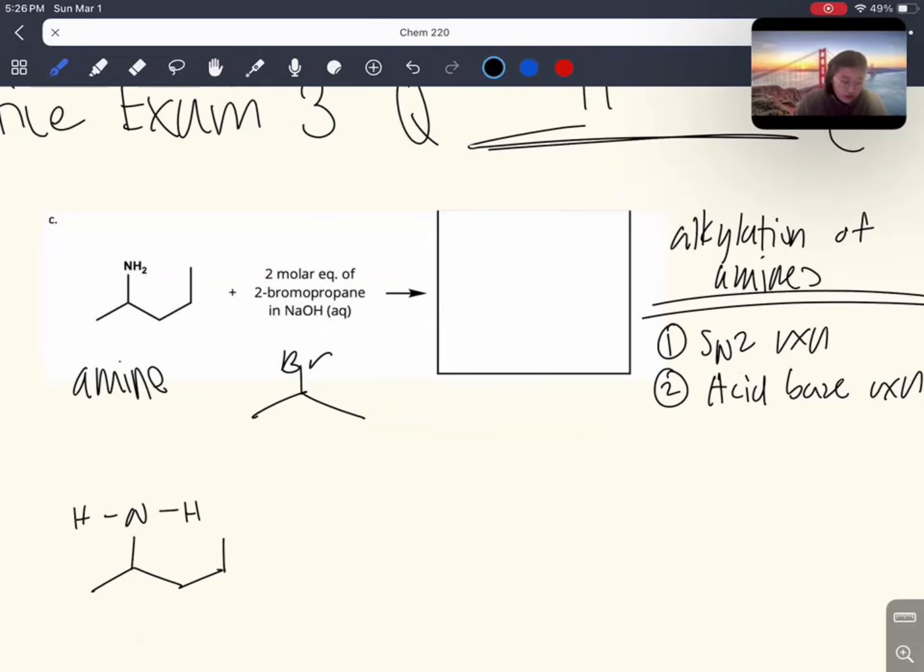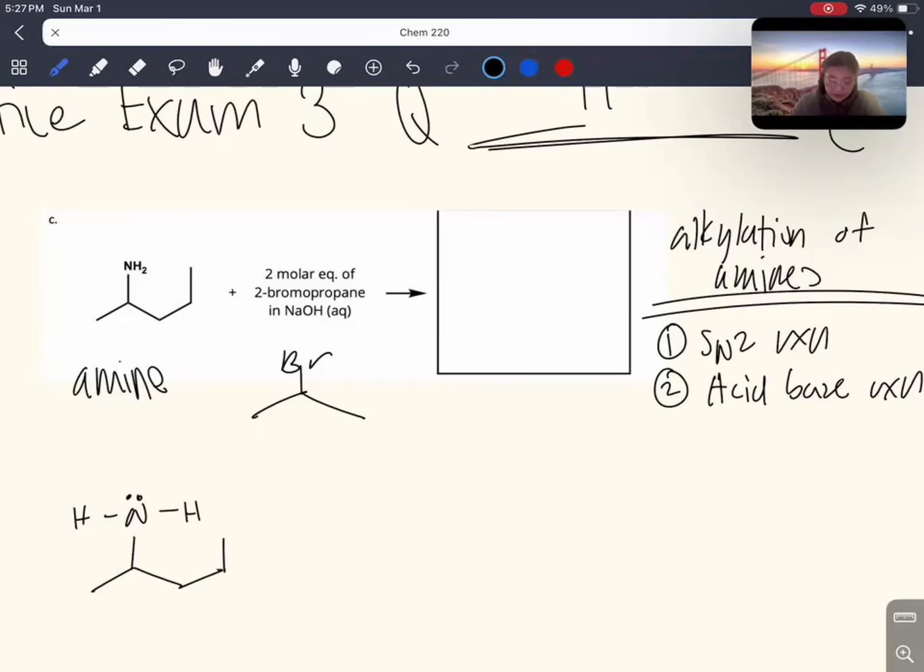So you have to remember that nitrogen, typically in amines, has a lone pair attached to it. So nitrogens will typically have three substituents. You can have two hydrogens and an alkyl group, and then you'll also have a lone pair.